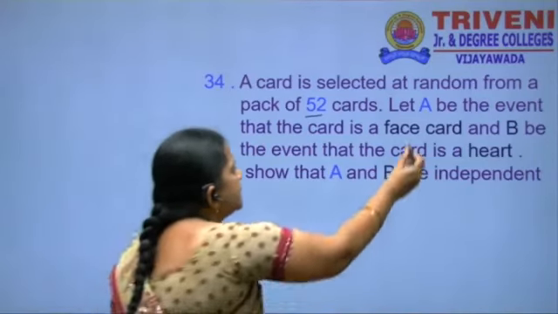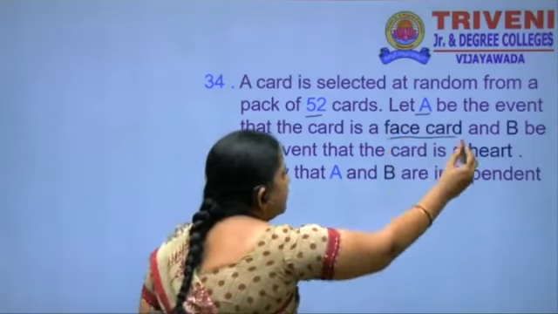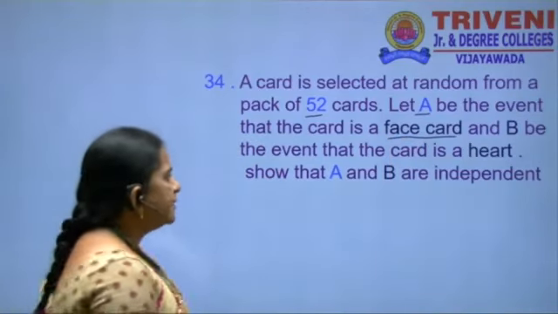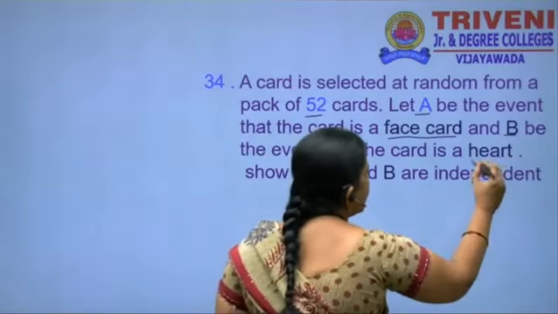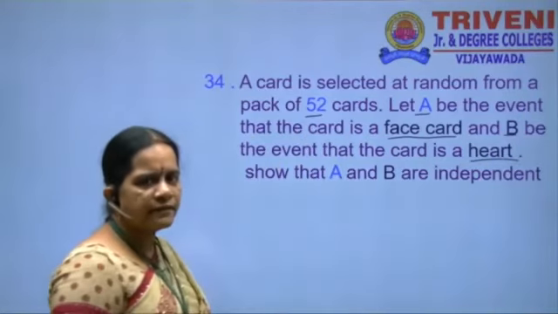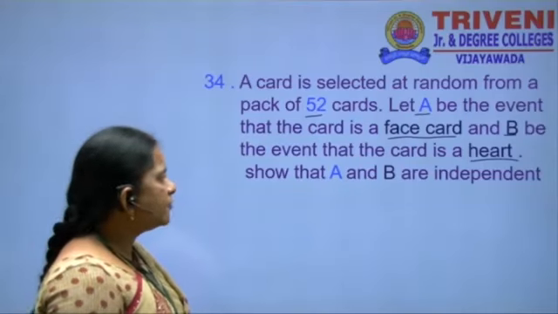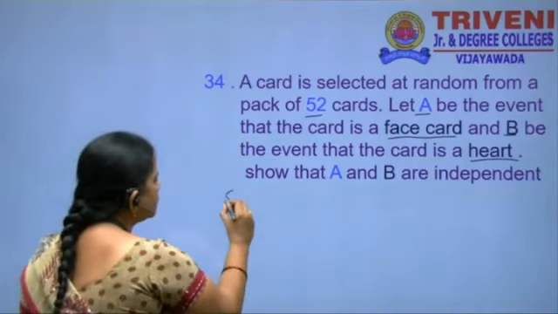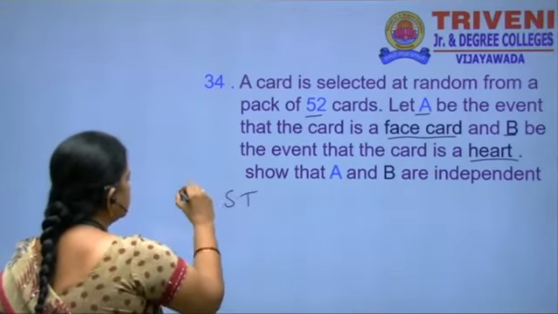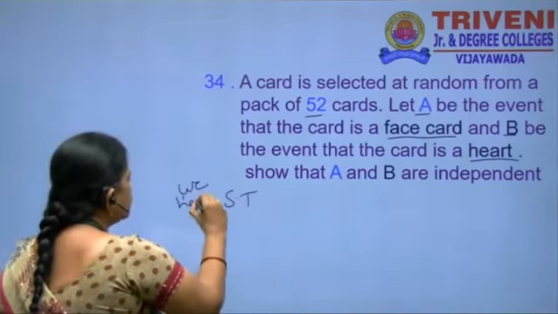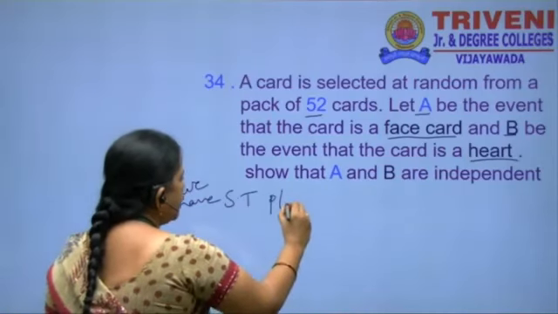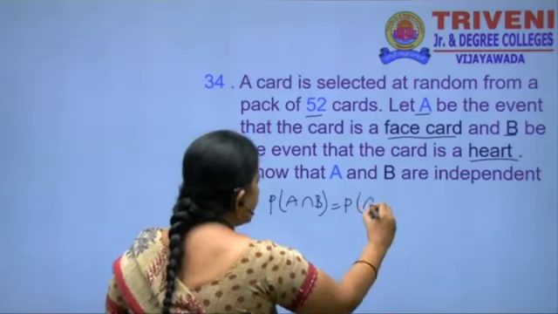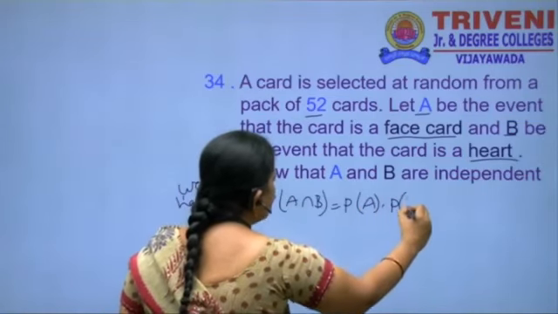A be the event of getting a face card. How many face cards are in the pack of cards? 36. B be the event of getting a heart. How many heart cards are there? 13. Therefore, we have to prove that A and B are independent events. That is, we have to show that P of A intersection B is equal to P of A into P of B.